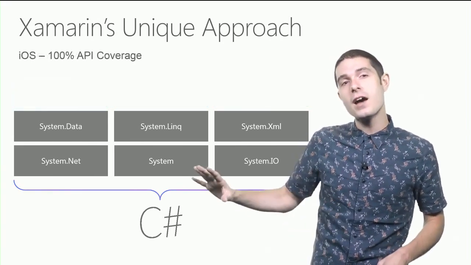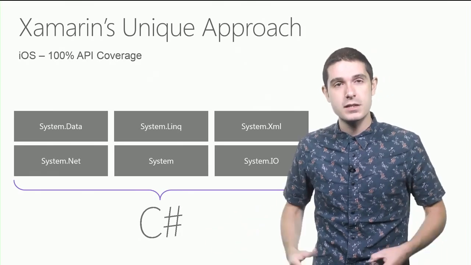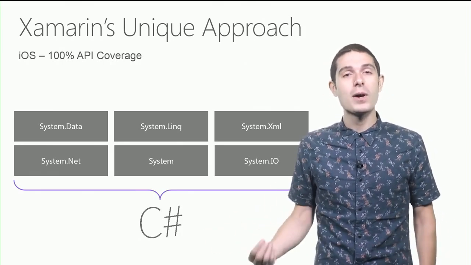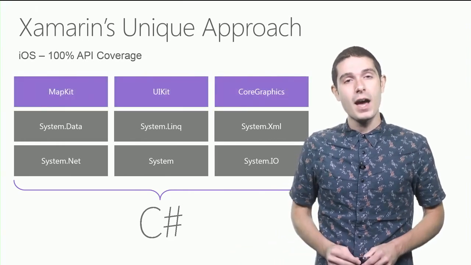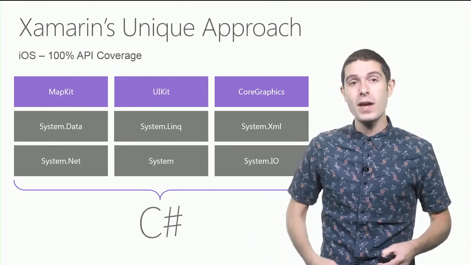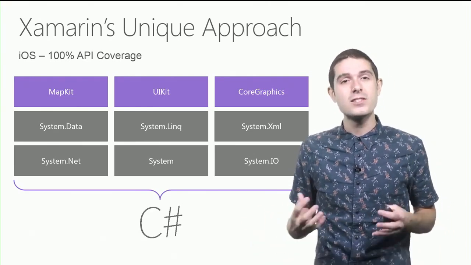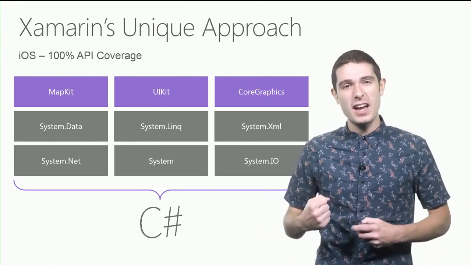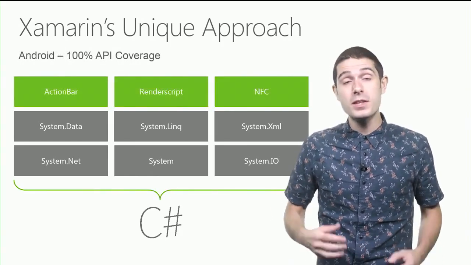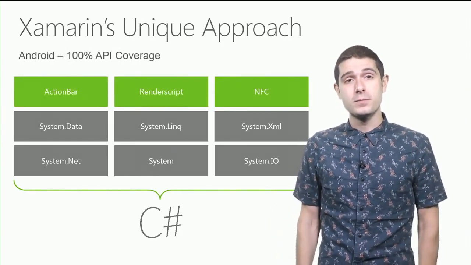You still get all of the .NET goodness, such as data and link and XML, but we give you 100% API access on both iOS and Android for all of the APIs. And then you get to take advantage of C# features like link, async await, lambdas, delegates, events, things that we know as C# .NET developers. And of course, we do the same thing over on Android, but with the Android APIs.